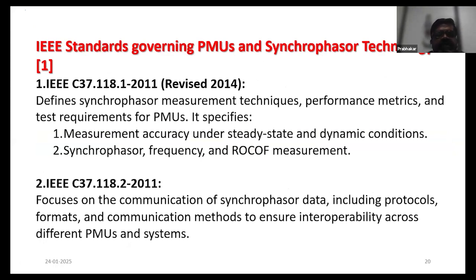These are some IEEE standards which govern PMU and synchrophasor technology, revised in 2014, covering performance metrics and test requirements for PMUs, especially on measurement accuracy, because these are very important. You cannot have too much approximation in the data you receive, because you are going to take very serious decisions based on it. For forecasting it's fine, but when you are doing a real-time study and taking real-time decisions, they play a very important role.